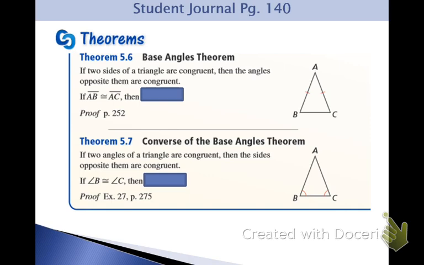So here's what you're going to do with your highlighter. We have AB marked congruent. What angle is directly across from AB? Angle C. So you're going to highlight this angle across from AB. We'll do the same thing with the other. We have another congruent side. What angle is across from side AC? Angle B.